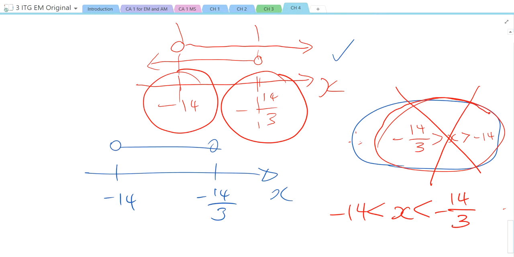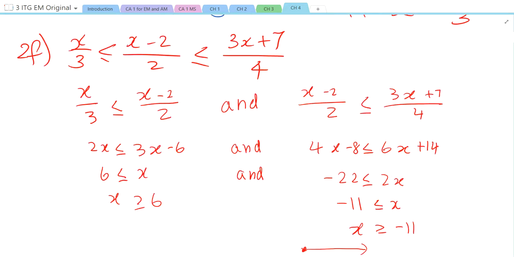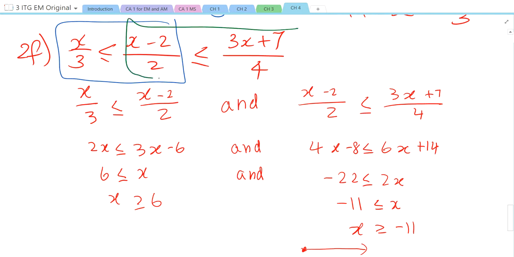Okay. Next question. F. Familiar with? Very popular test question. Here we have two inequalities combined into one. So I like to box them up this way to help me work on them separately. That's the green one and this is the blue one. So just copy them down.